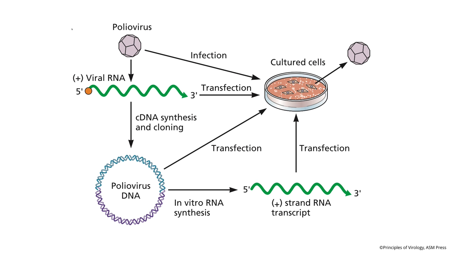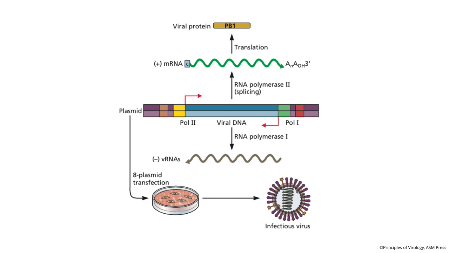People are using poliovirus to treat gliomas. They've put genes into it that make it safe, and they inject the virus right into the tumor, and it destroys it without causing paralysis. You can do the same thing with influenza virus.